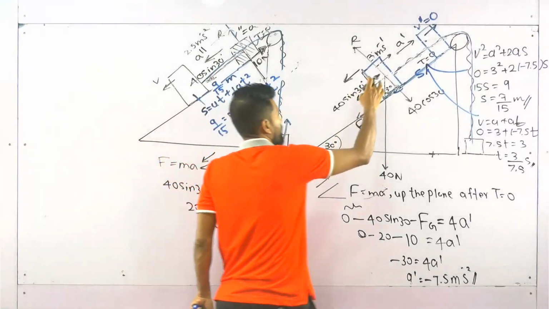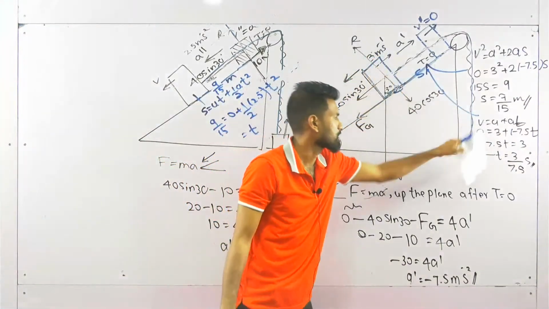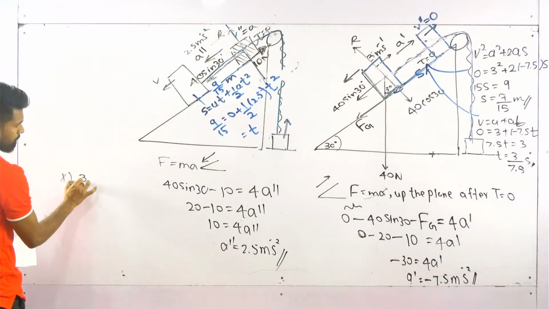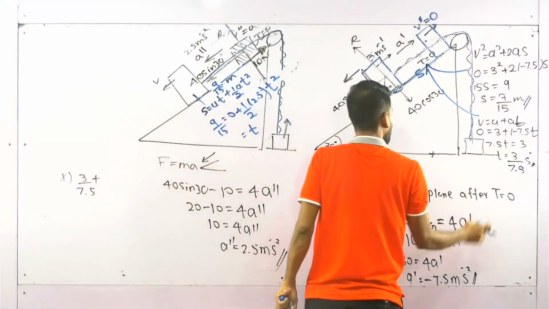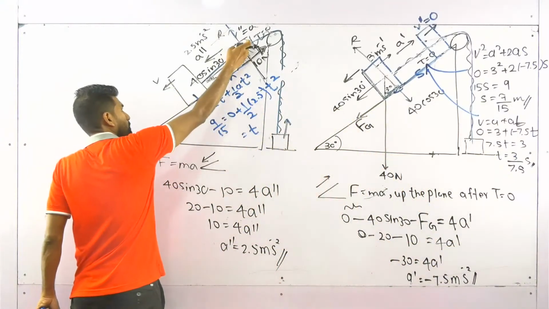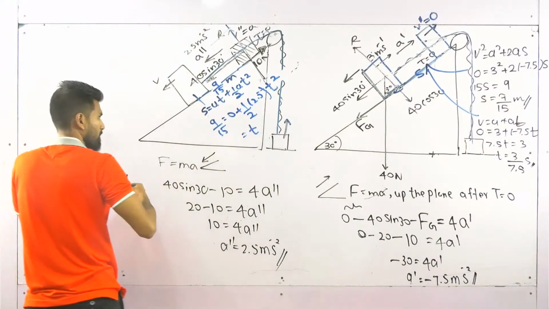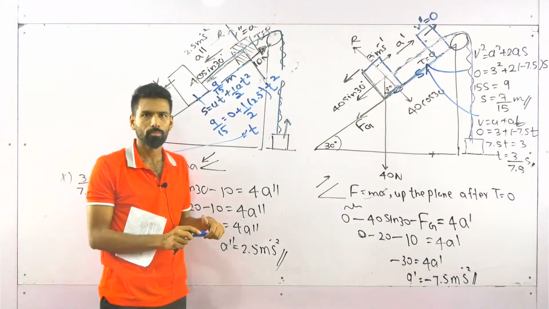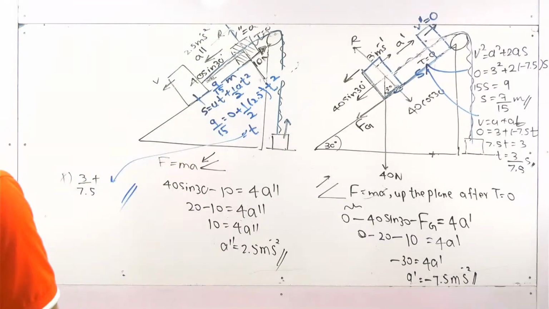Okay. From here to here, the string doesn't have a tension. It's equal to 3/7.5. And again, until it reaches from here to here, it doesn't have a tension. This answer should also be here, and you will get the final answer.